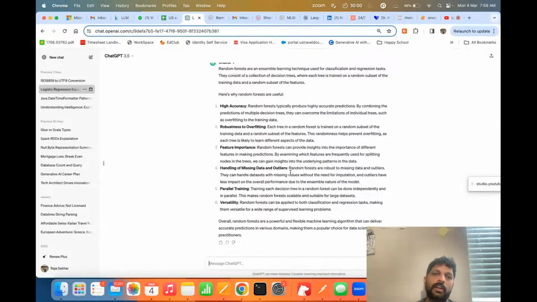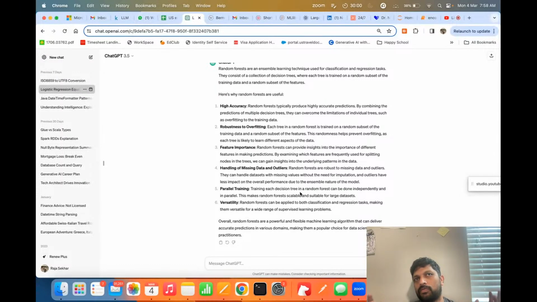Handling of missing data and outliers, it seems, I don't know how it handles it, they are robust to missing data and outliers. They can handle data sets with missing values without the need of imputation, and outliers have less impact on the overall performance due to the ensemble nature of the model. Okay. Yeah, parallel training, which is good, because even in decision trees, right? Once you split it, these two become independent. You can test both of them. You can work on both of those trees separately.